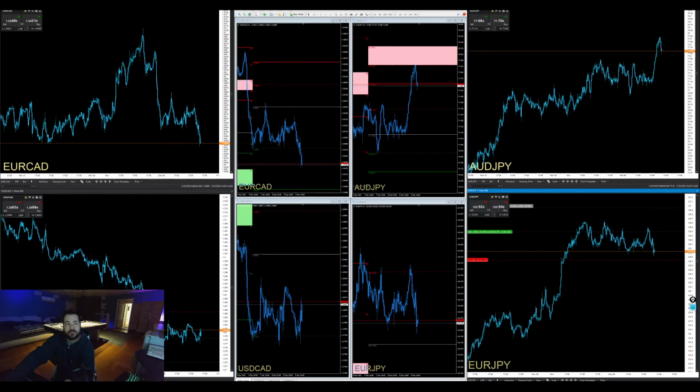Take a look at the four horsemen. So if we can break out of this pattern right here to the downside, that would be nice. What I do like about it is this is a double top, and once we break and close below this right here, that's typically a pretty sound move down. CAD is still in the pattern.